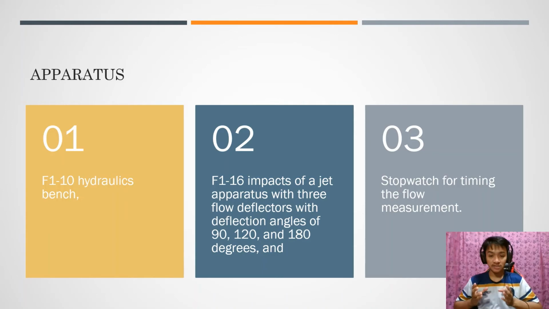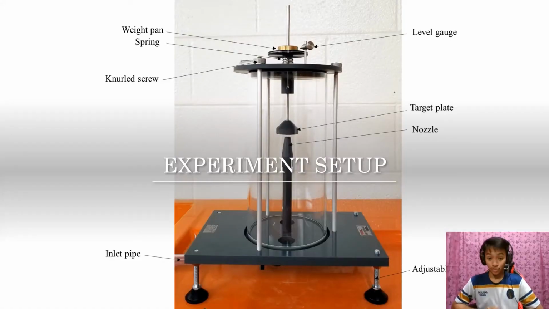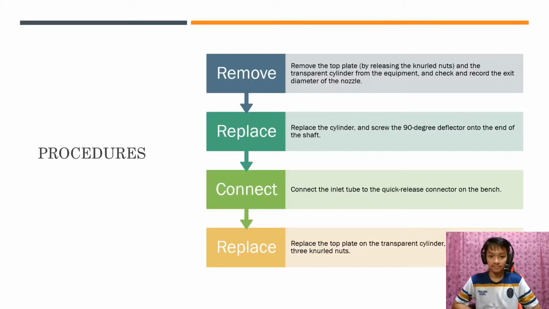So to conduct the experiment, three apparatus are needed, which are firstly, F110 hydraulic bench, secondly, F116 impact of a jet apparatus with three flow deflectors with deflection angles of 90 degrees, 120 degrees, and 180 degrees, and finally, a stopwatch for timing the flow measurement. So here is the experiment setup. All components of the experiment setup are labeled correctly. Now, I will go through the procedures of the experiment.